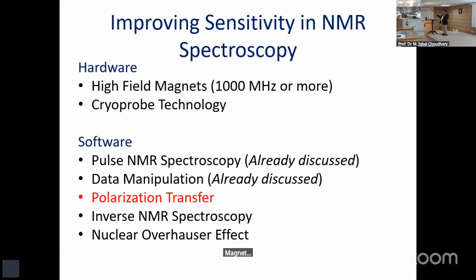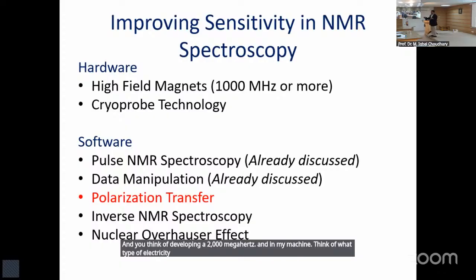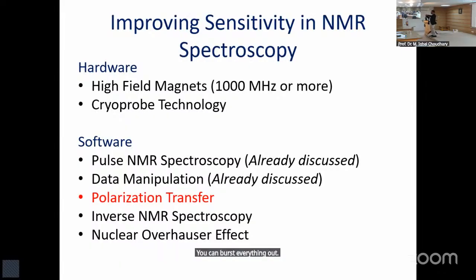to a very, very high power, because you cannot imagine the kind of electricity you need to pump in. If you develop a 1,200 megahertz NMR machine, and you think of developing a 2,000 megahertz NMR machine, think of what kind of electricity you need to pump in in order to make that. It can burst everything out. So there is a limitation.